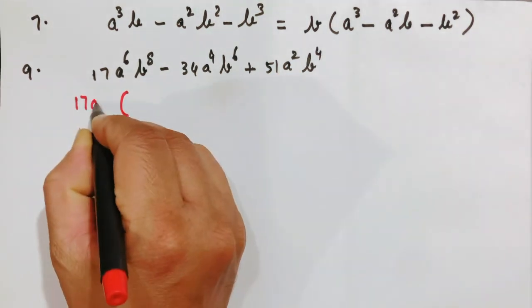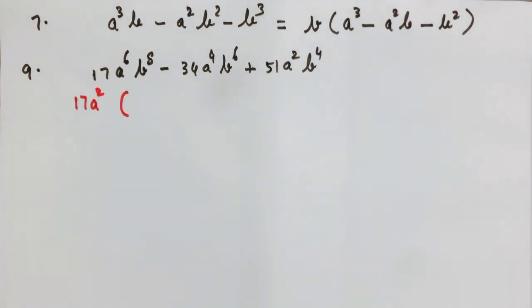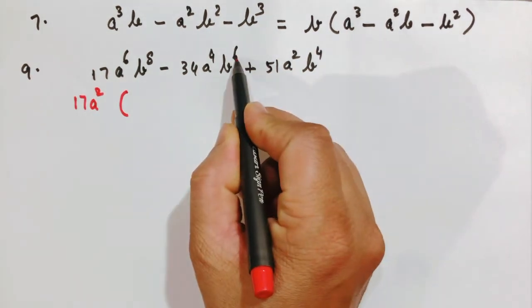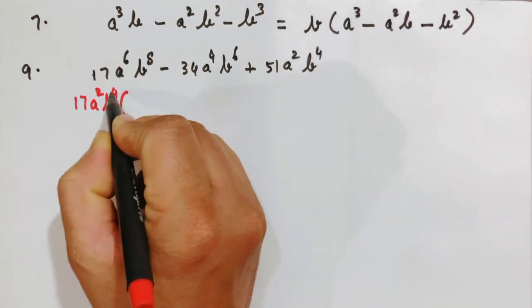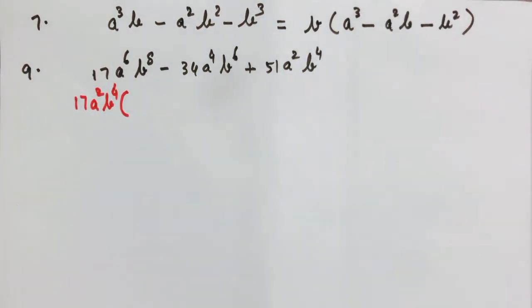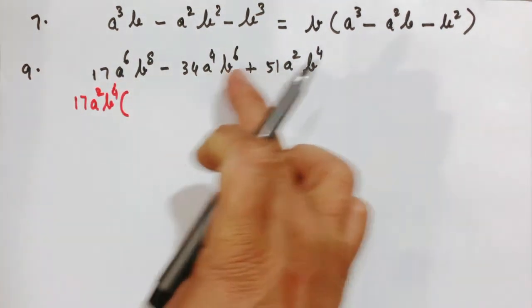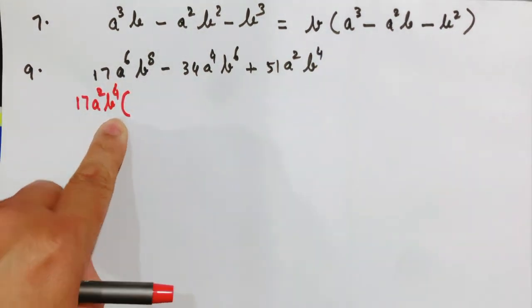Why a to the power 2? Because it's in the lowest form, or as you can say, it has the lowest power. b8, b6 and b4 will give b to the power 4. This means I have done 50% of my work. Now I'll divide each of these terms by 17a square b4.